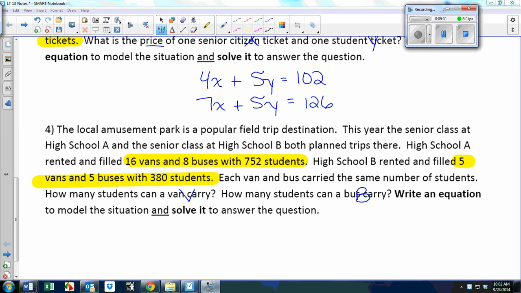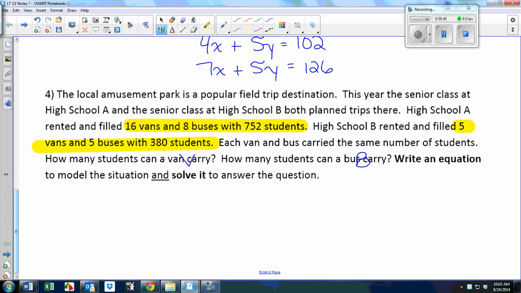All right, so I've got a few marks on the question here. I'm going to use V for how many students a van can carry, and I'm going to use B for buses. And then I've highlighted the 2 phrases that put those together. If you have 16 vans and 8 buses, you carried 752 students. So that would look like 16V plus 8B equals 752.